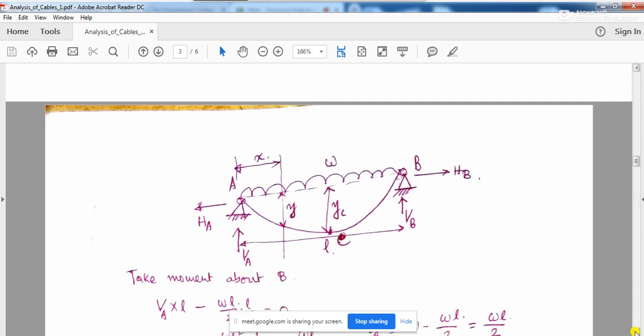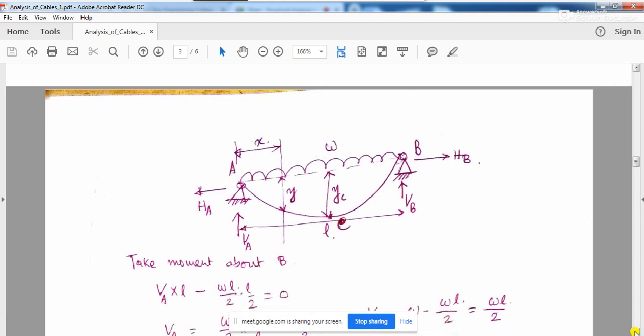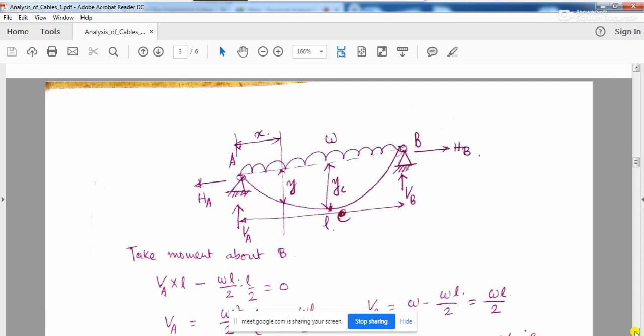Now let us discuss the next part. How to analyze this cable, how to find the tension in the cable, how to find the reaction forces on the support, how much tension will come on the cable, and how much will be the vertical and horizontal reactions. The next part, we will be discussing those things. Okay, so let us see.